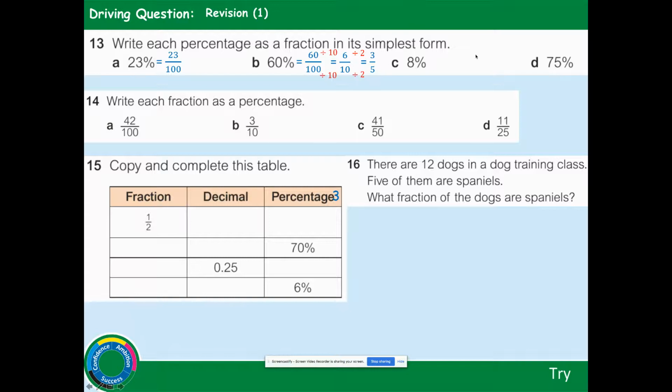8%, 8 out of 100, 8 over 100. They're both even numbers. So I could divide by 2. That will give me still 2 even numbers, so I could divide by 2 again. Or I could just divide by 4 in one go. Doesn't matter as long as you get to the same answer. If you divide by 2, you'll have 2 even numbers, so you could divide by 2 again. Exactly the same as dividing by 4.